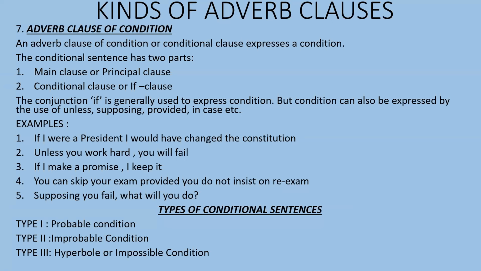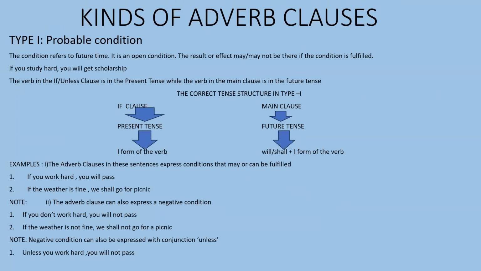Let's look into types of conditional sentences. Type 1, probable condition. Type 2, improbable condition. Type 3, hyperbole or impossible condition. Probable condition is it may happen, it may not happen. This condition is related to the future. It's an open condition. The result or effect may or may not be there if the condition is fulfilled.